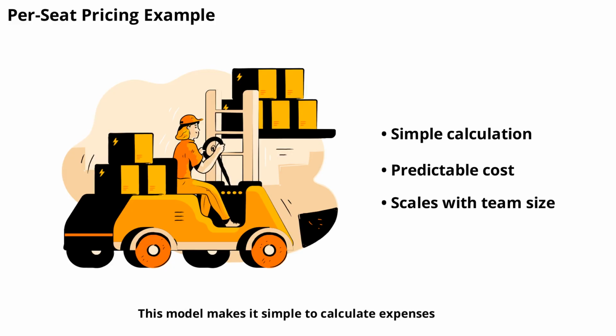This model makes it simple to calculate expenses, and there are no surprises as long as the number of users stays the same. However, if your team grows or shrinks, your costs will change accordingly. This predictability is a big reason why many businesses choose per-seat pricing, especially when planning their annual budgets.